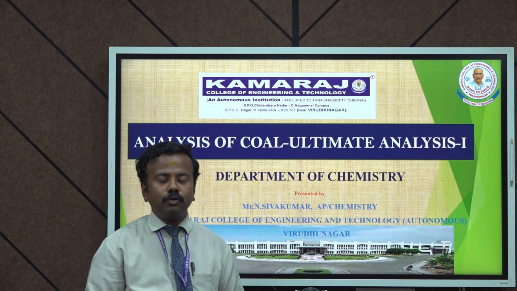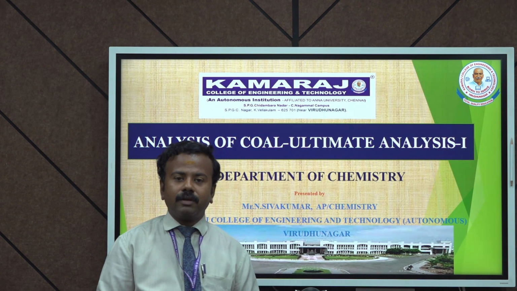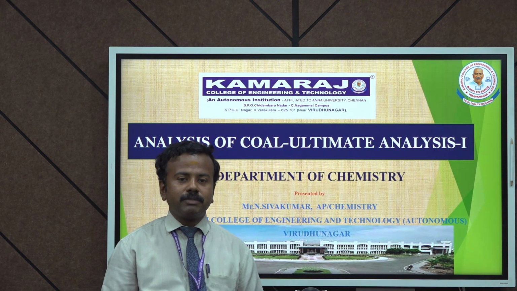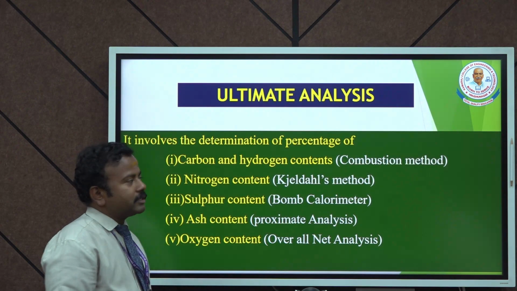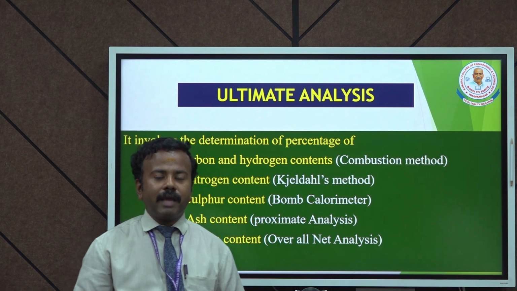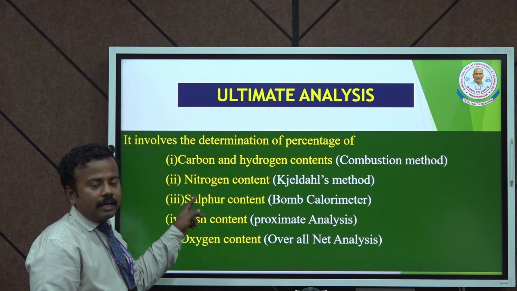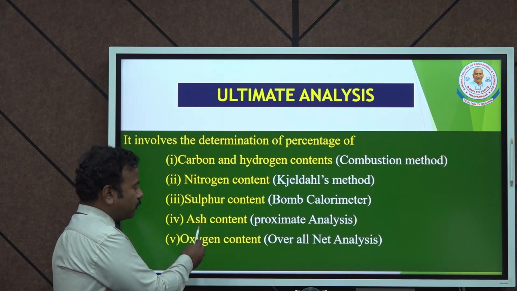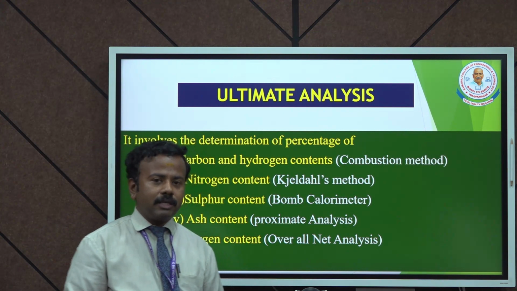Here we have to analyze the carbon, hydrogen, nitrogen, sulfur and then oxygen. We have to analyze these various types of elements by this ultimate analysis. So let us discuss the ultimate analysis. In this ultimate analysis we have to analyze the carbon and hydrogen, next nitrogen content, third sulfur content, fourth ash content, and finally the oxygen content.